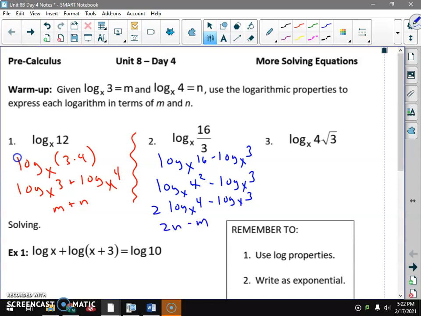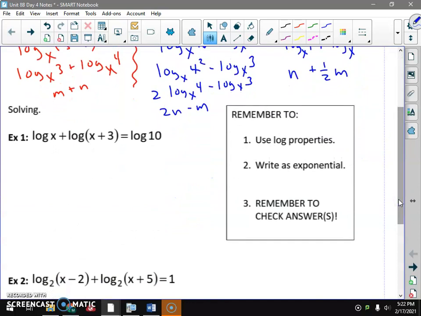And the last one, log base x of 4 plus log base x of 3 to the 1/2. Radical, right? 1/2 power. I can replace the log of 4 as n, shoot the 1/2 in front, n plus 1/2 m. How's that sound? All right.